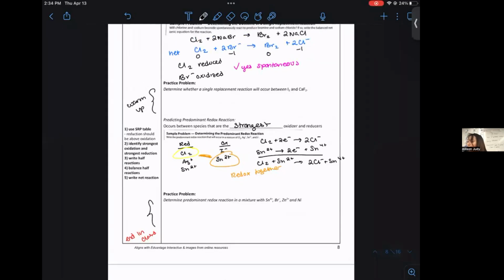And that is how you use reduction potential. And that is the end of our lecture.